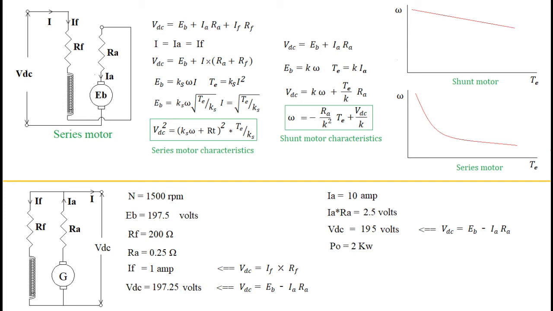Similar to the shunt motor, we may derive characteristics for the series motor. The two equations for back EMF Eb and torque Te were written in terms of speed omega and armature current Ia respectively for the shunt motor. These equations were simple proportionality with some constant k.